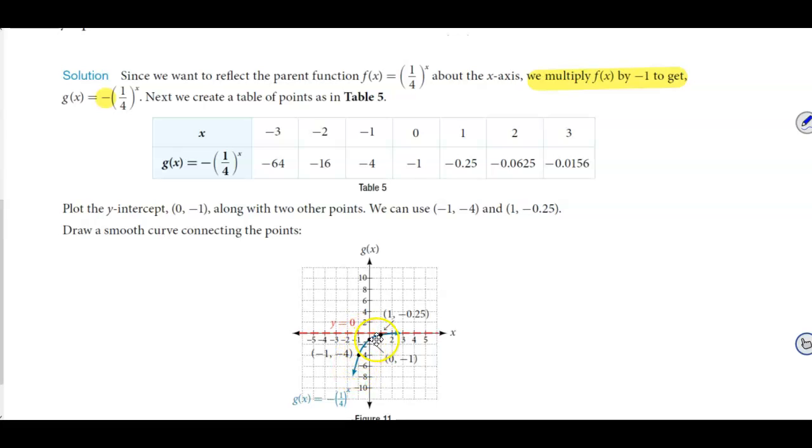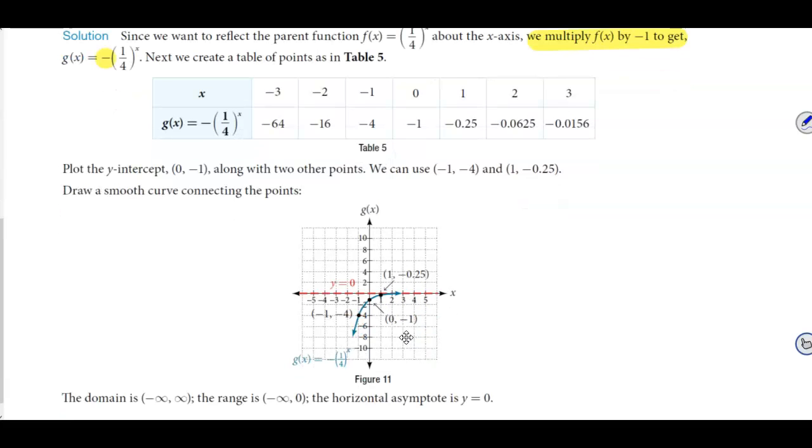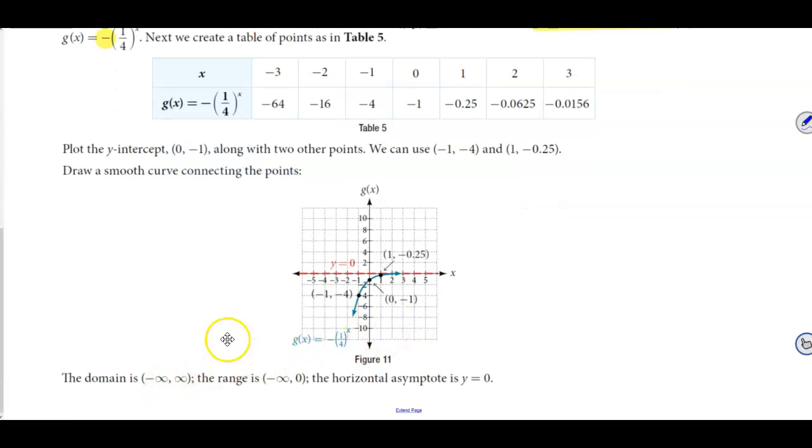And then here you can see that here is our smooth curve. It's increasing from left to right, but it's going towards the asymptote. So it levels off and it never touches the x-axis. Now the domain of this function is negative infinity to positive infinity. The range starts at negative infinity, goes all the way up to 0 because that's as high as it goes. And then the horizontal asymptote is y equals 0.